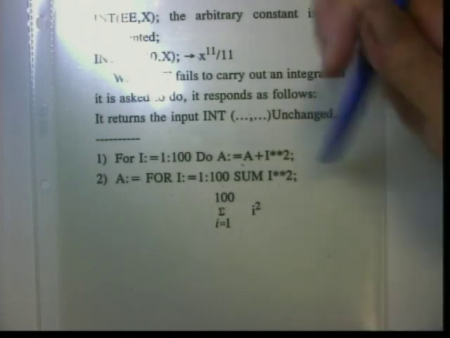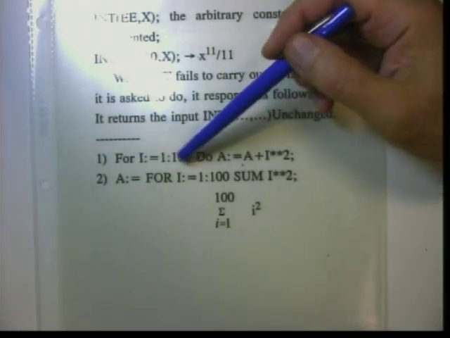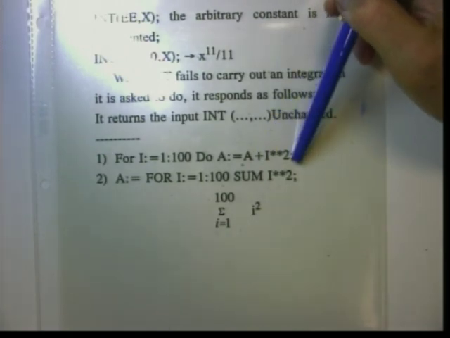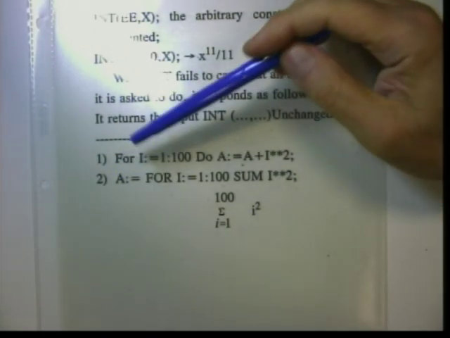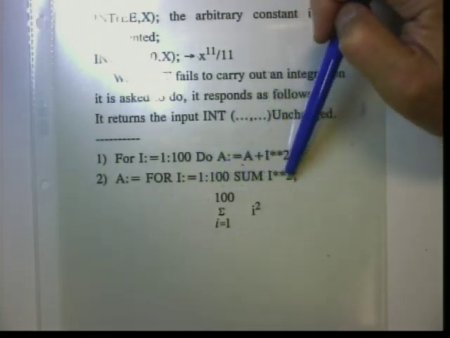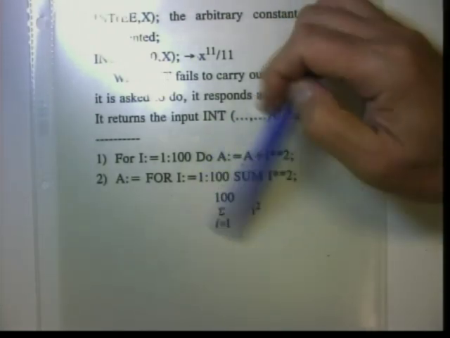Okay, for example, here we could have for I from 1 to 100, do a equals a plus I squared. Or a equals for I from 1 to 100, sum I squares. So we will get this result.